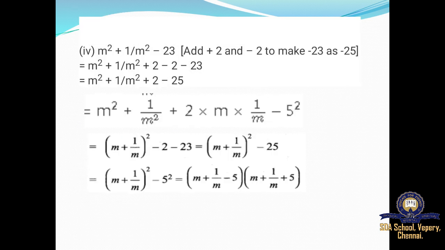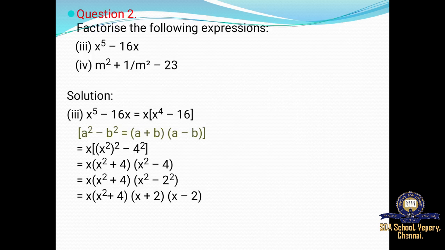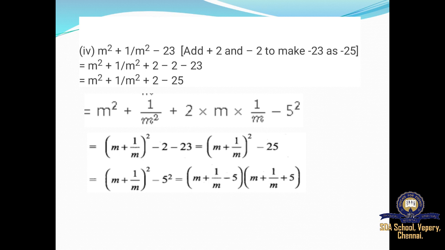Moving on to the fourth subdivision. What is given to us? m square plus 1 by m square minus 23. This is the given question. Now, how do I solve this? Okay, let us add plus 2 and minus 2 to this expression. It will not affect my sum at all if I add plus 2 minus 2. Am I right or not?